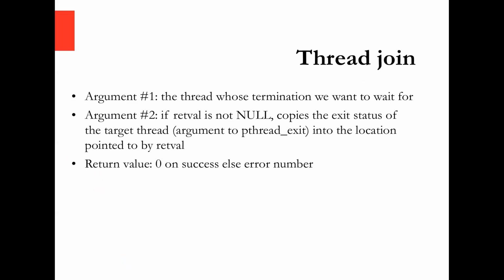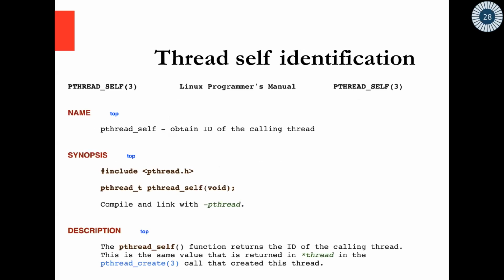Let's look at one more function, and then we can take a look at an example: pthread_self. That obtains the ID of the calling thread. When the parent thread created the thread, it knows its thread ID, but maybe the thread doesn't know what its own ID is. So you can always call pthread_self to get it.